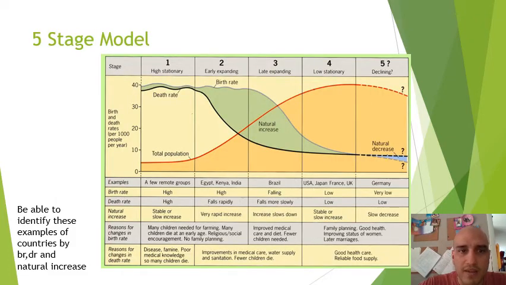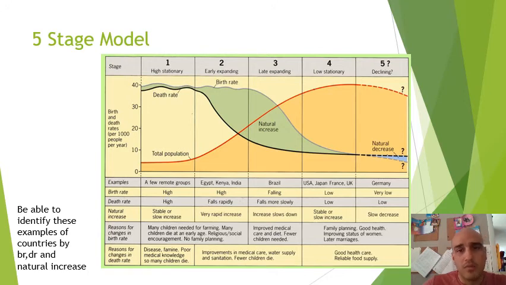Here we have a 5-stage model of the demographic transition. Stage 1, Stage 2, Stage 3, Stage 4, Stage 5. Just adding another stage to the demographic transition from the previous slide. Once again, death rates and birth rates are high, population remains low. Death rates start to fall, birth rates remain high, population starts to grow.